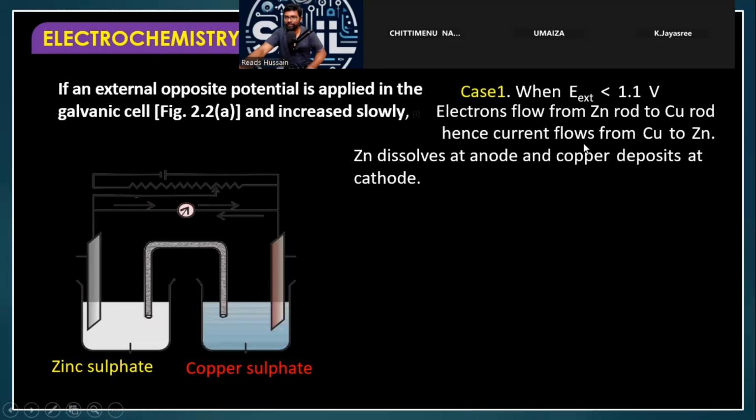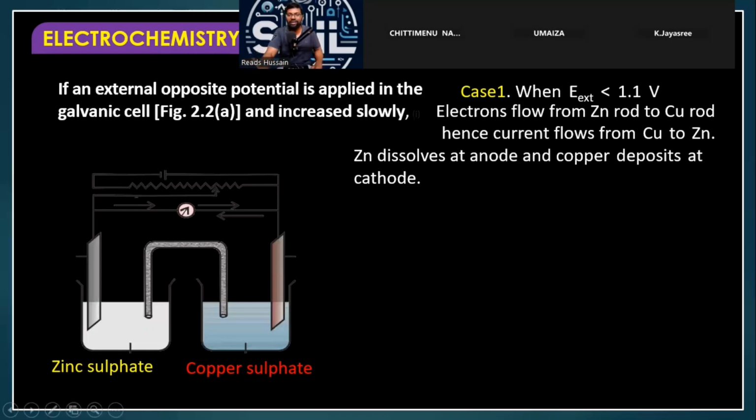Hence, current flows from copper to zinc. I said all these points. If you don't know, note it down. Otherwise, if you have textbooks, underline these points. Important: if external voltage is less than 1.1 volts, then electrons flow from zinc to copper. Current flows from copper to zinc. See here, these arrow marks represent the flow of electrons. This arrow mark represents the flow of electricity.